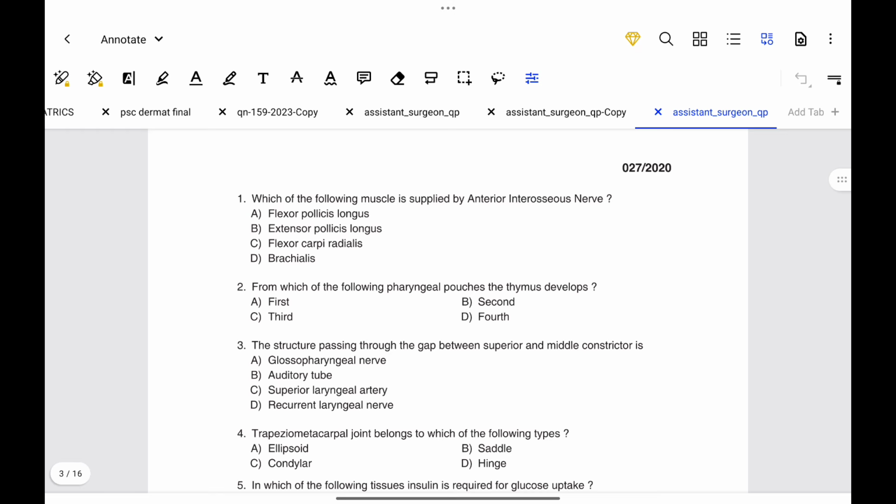We know that the anterior interosseous nerve supplies flexor pollicis longus, the lateral half of the flexor digitorum profundus and pronator quadratus. So here the answer is flexor pollicis longus. Extensor pollicis longus is supplied by the radial nerve. Flexor carpi radialis is supplied by the median nerve. And brachialis is supplied by the musculocutaneous nerve. So here the answer is option A.